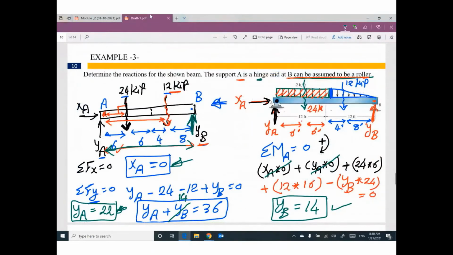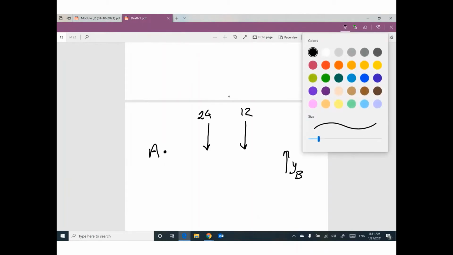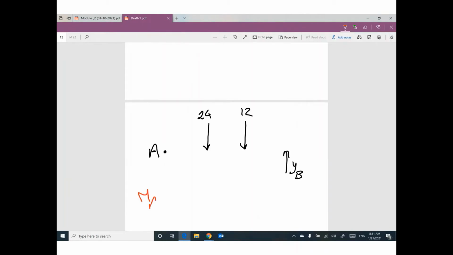Thank you, Jennifer. It's a good question. To answer your question, point A is here. We have a force 24. We have another force, 12. We have another reaction, YB. That's right. And I am taking a moment at A equals 0. I assume this direction is positive.